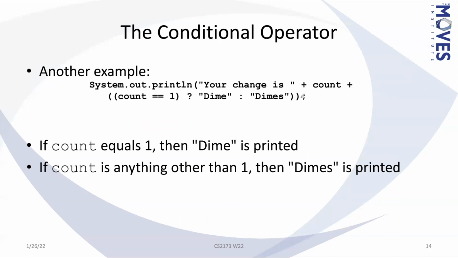So here's another example. This is sometimes useful where you have singular versus plural. So if count is 1, then it puts in the singular dime. And if count is not bigger than 1, then it puts in the plural.